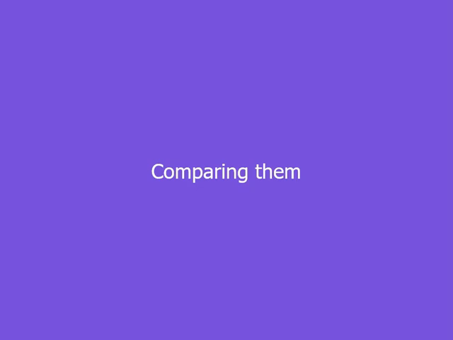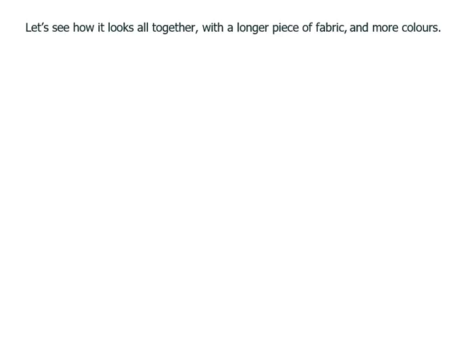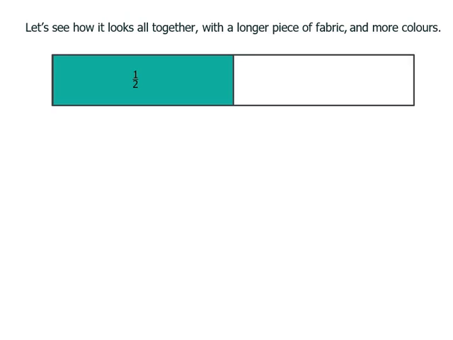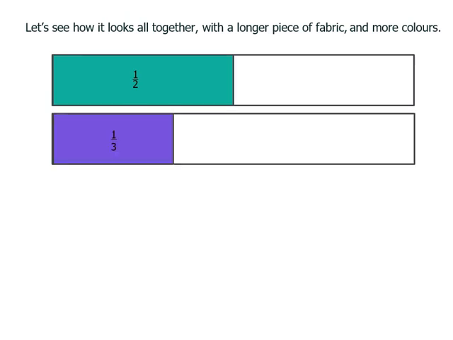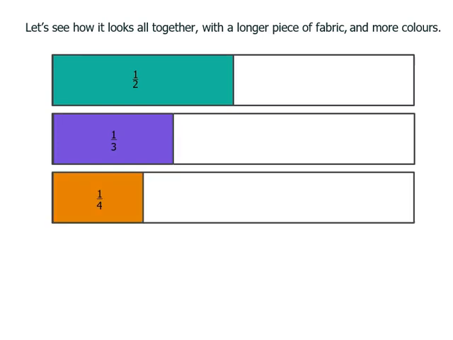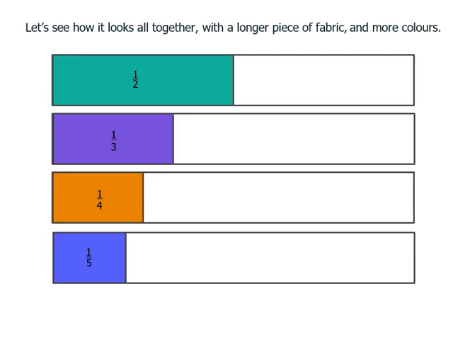So we can compare them, and fraction bars are a great way to do that. So let's imagine this is our fabric, and we've got a longer piece of fabric, and we'll make it look like a fraction bar. That's half, then we share it among three, and one third is smaller. Then if we have to share it among four, it's even smaller. And down it goes, one fifth is smaller.